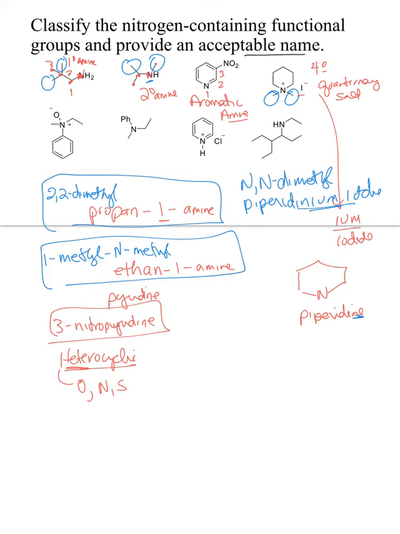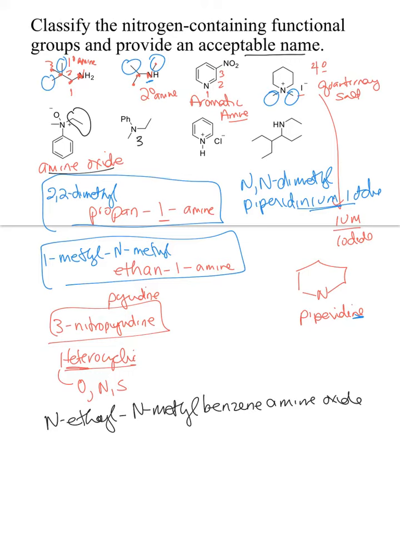This one here, with N plus and O minus, is actually a stable molecule, and it's called an amine oxide. That amine oxide could be called N-ethyl, see the ethyl group, N-methyl, and that's benzene amine oxide. Because that's an amine oxide.